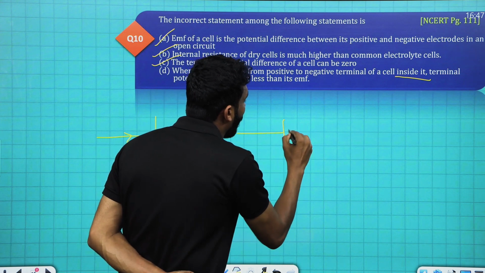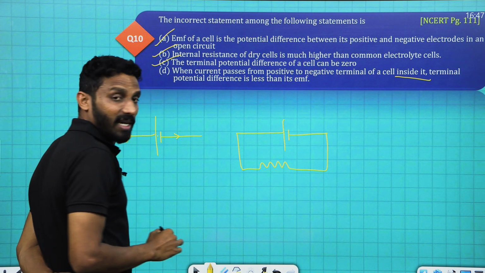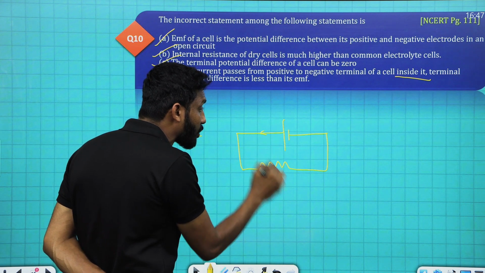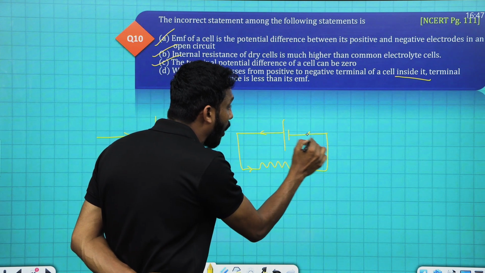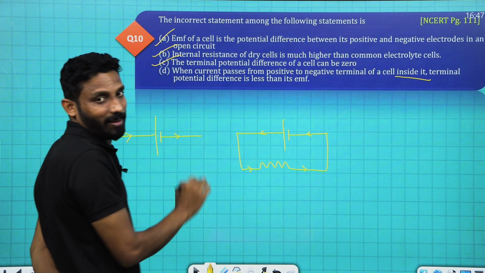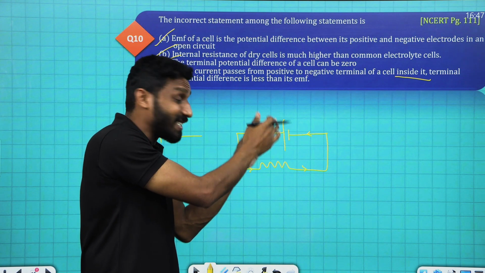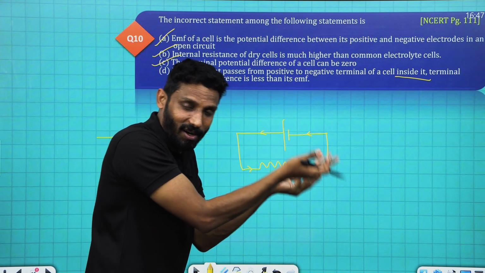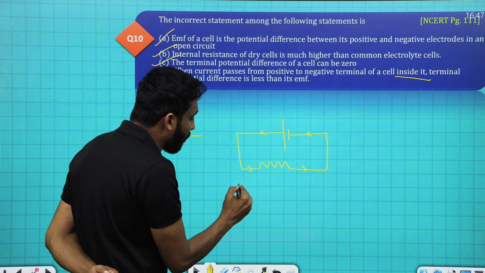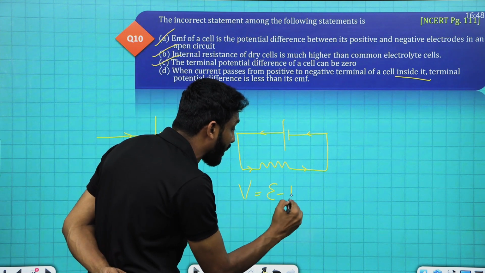Usually when we connect a cell to a resistor, the current flows from positive terminal to negative terminal outside the cell and from negative to positive inside the cell. This is usually happening and this cell is now getting discharged. In this context, the connection between the potential difference and EMF is V equals E minus IR.